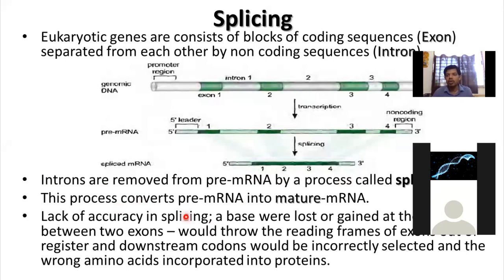Now, the lack of accuracy in this splicing mechanism. If there is a lack of accuracy during splicing, what will happen is that either an important or necessary base will be lost or gained. Either the necessary base will be removed or lost, or an unnecessary base may be added or included during this splicing.